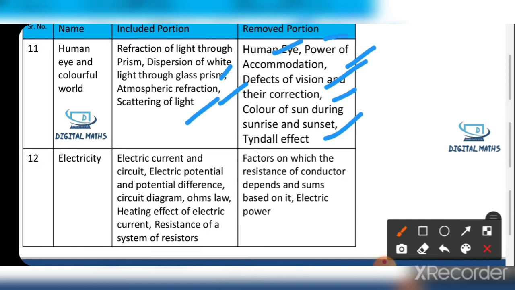I do not agree with the syllabus. Everything is removed from chapter number 11, Human Eye and the Colourful World.